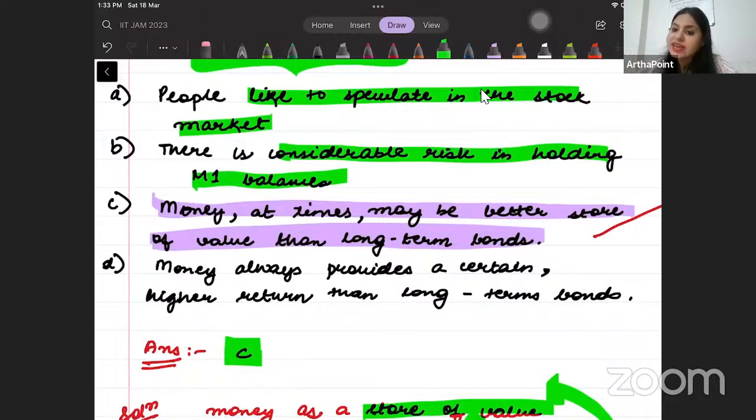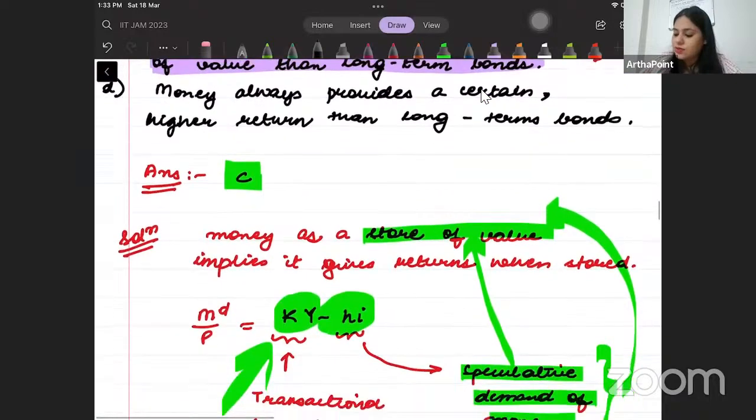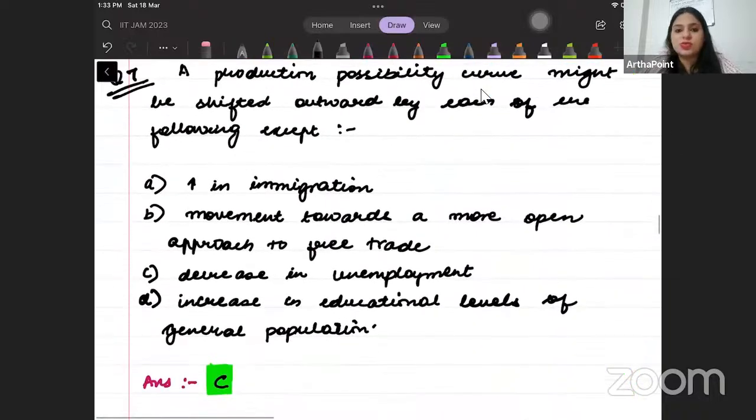So if money gives me better return than bonds, I would invest my amount in money, and that will be the speculative demand of money, right? So the answer is C. Okay, come to the next question.